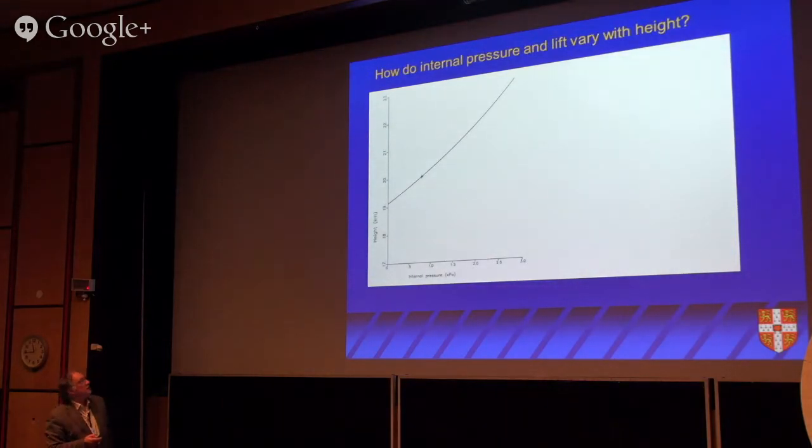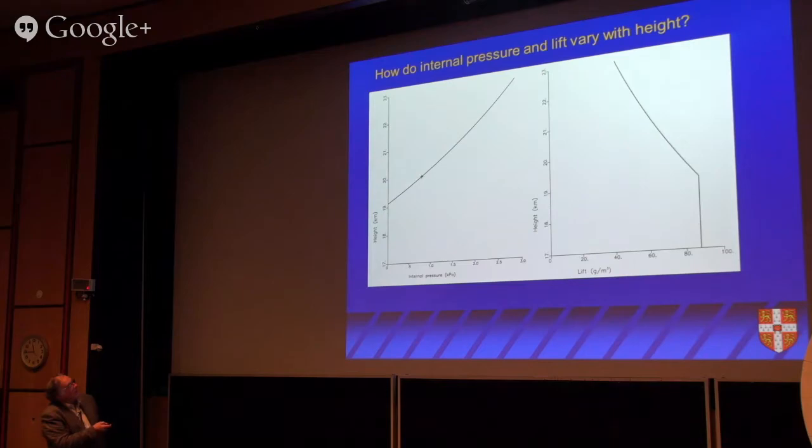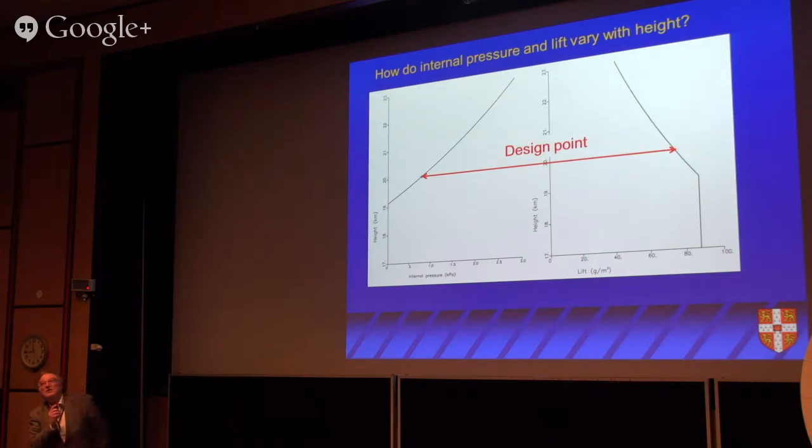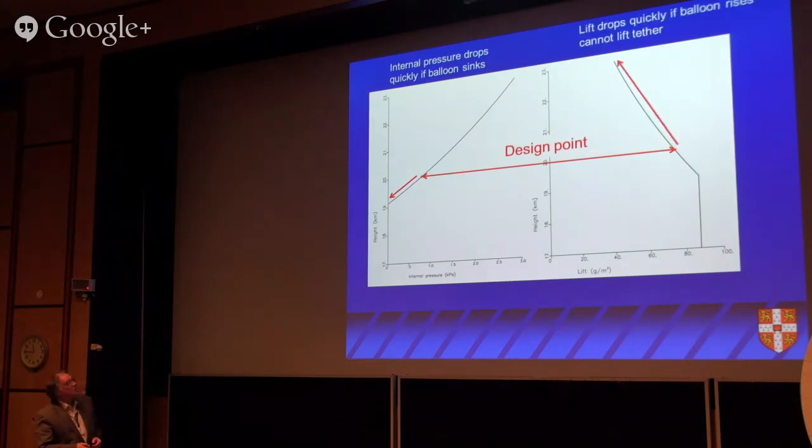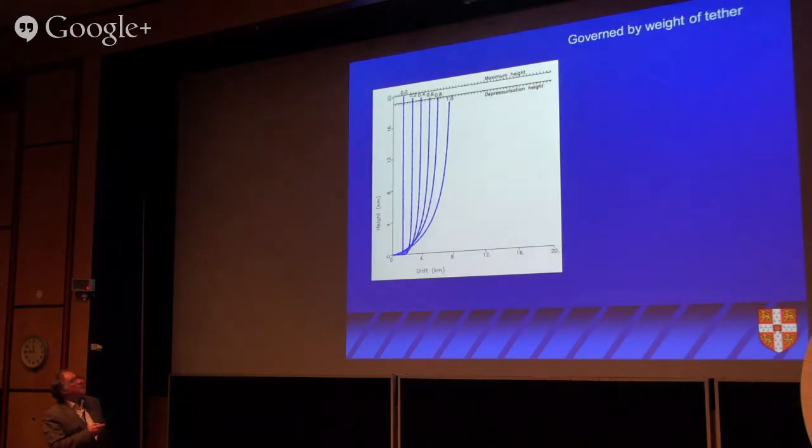One of the important issues is how this varies with height. This is how the internal pressure varies with height, and this is how the lift varies with height. Our design point is somewhere around here. The important corollary is that if the balloon sinks, the internal pressure drops and you lose the solidity of the balloon. It ends up like one of those rather than the big one at the top. If the balloon rises, you lose lift, at which point it won't be able to pick up its tail.